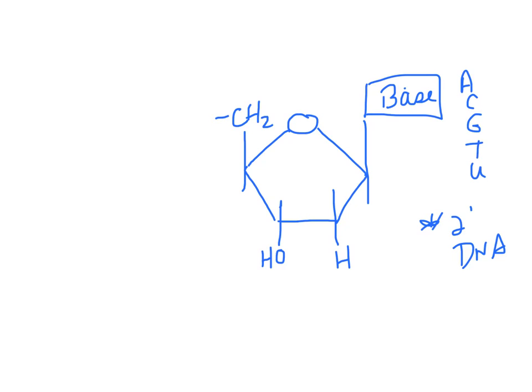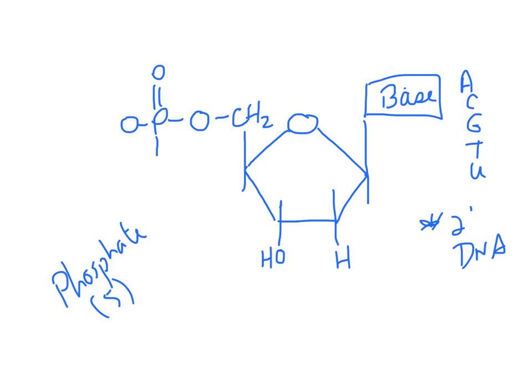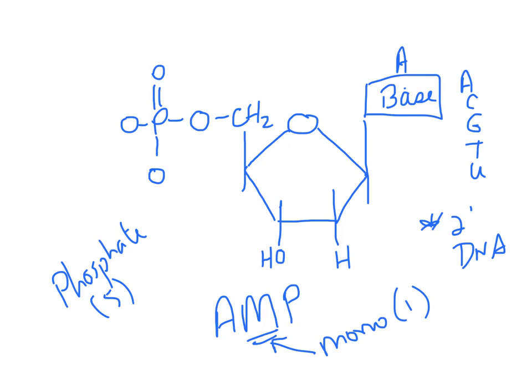And linked to the 5 prime carbon are phosphate groups. And the way these work is it goes O-P-O. If there's a single phosphate group, we need to finish how many bonds phosphorus actually makes. Does anybody know? It makes 5 bonds. So you have a double bond to an oxygen and another single bond to an oxygen. And this could be a nucleotide. In this case, let's make this an A. This would be an AMP. Why M? Because it's a mono, meaning 1 phosphate group.